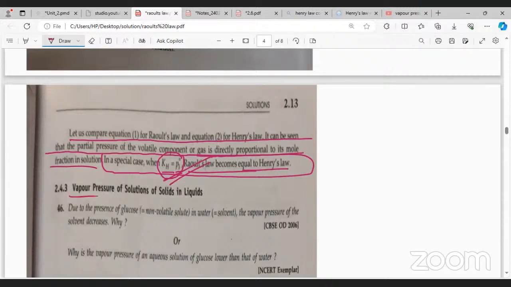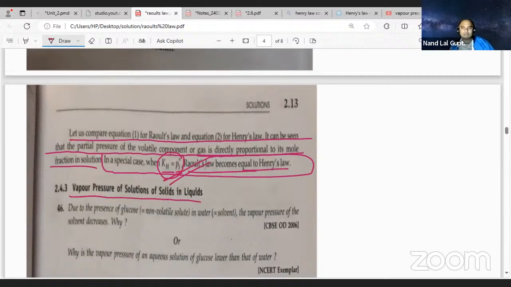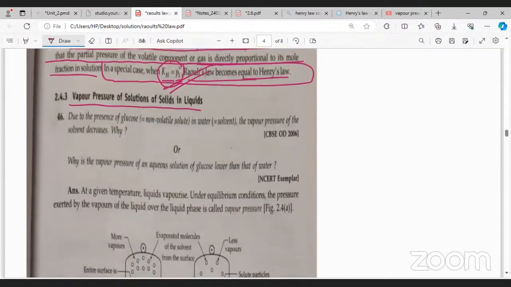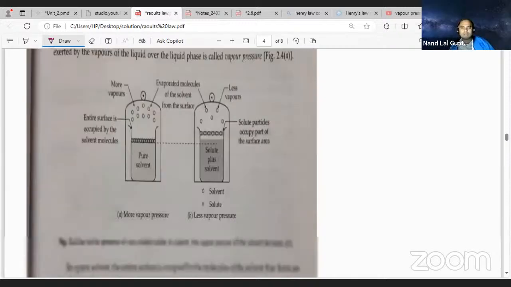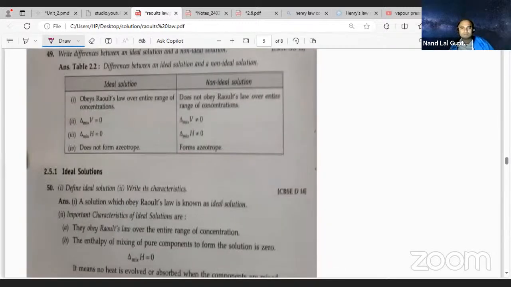Okay. Vapor pressure of solution of solid in liquid. Solid in liquid. So can we continue? Okay, let us do some of the problems here.